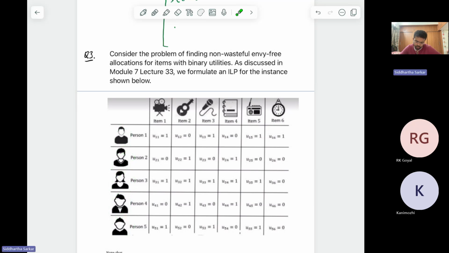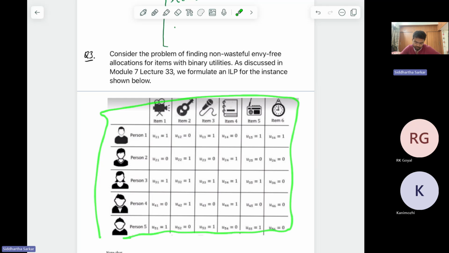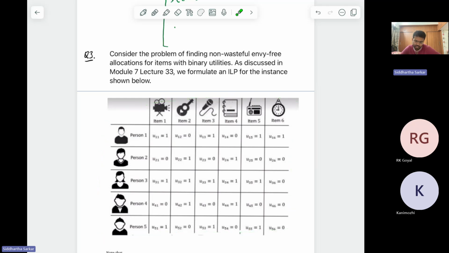Every person has some preferences. For example, person one prefers to be given the camera, the mic, the radio, and the clock. If the guitar is given to person one, then he finds it useless. So the utility of giving item 2 to person 1 is set to 0. And the utility of giving item 4 to person 1 is also 0. That means this person doesn't like the notebook. He has 0 value for the notebook and so on. So this matrix corresponds to the likes and preferences of the persons towards these items.